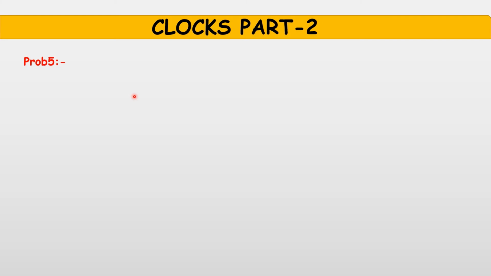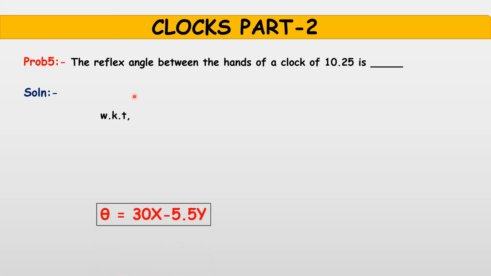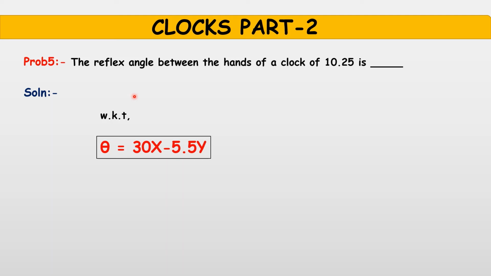This is a very expected question in most interviews or aptitude exams. The reflex angle between the hands of a clock at 10:25 is dash. So there is an angle between the two hands. Reflex angle indicates the remaining angle in 360 degrees.